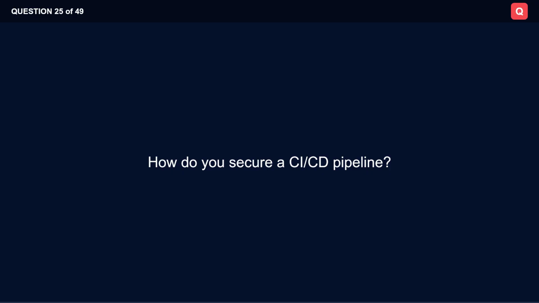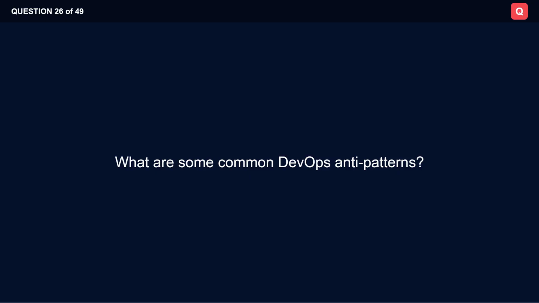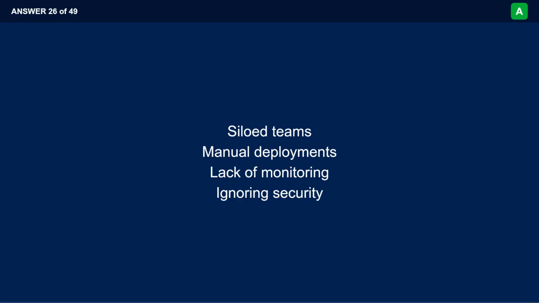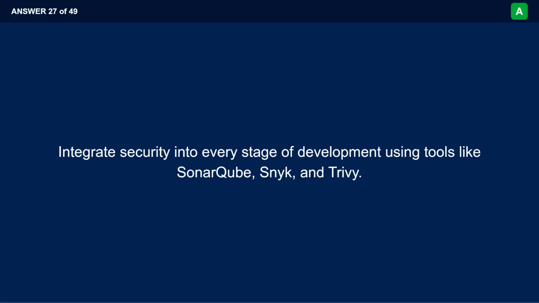How do you secure a CI/CD pipeline? Use least privilege access, store secrets securely, scan dependencies for vulnerabilities, implement code signing. What are some common DevOps anti-patterns? Siloed teams, manual deployments, lack of monitoring, ignoring security. How do you implement DevSecOps? Integrate security into every stage of development using tools like SonarQube, Snyk, and Trivy.